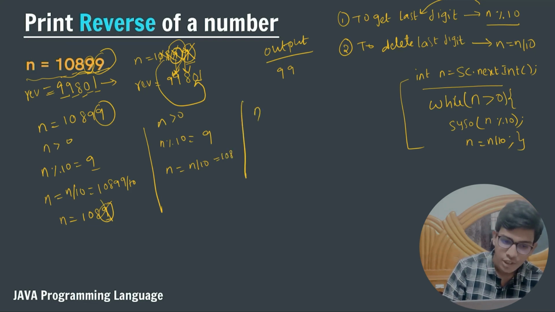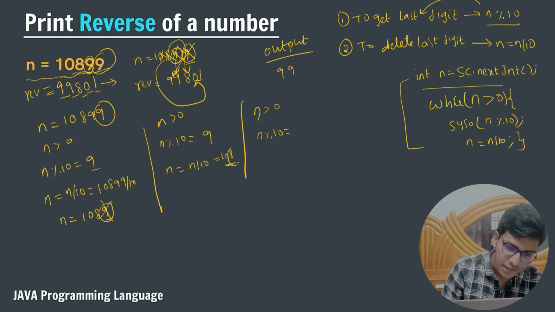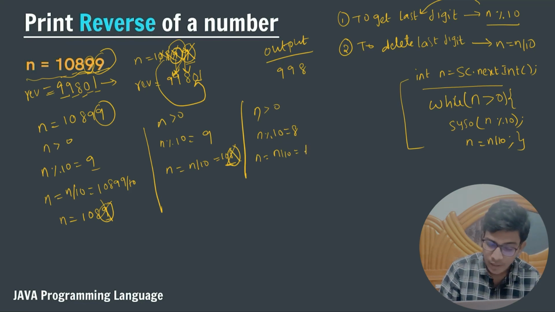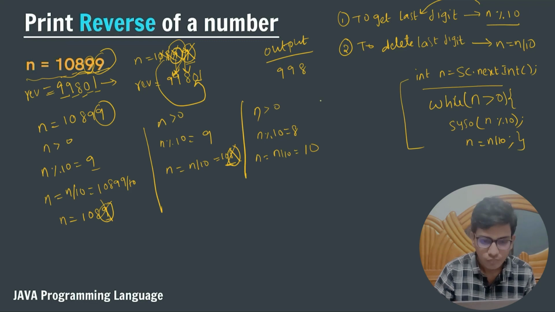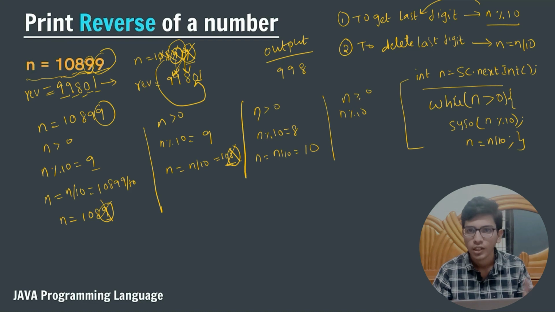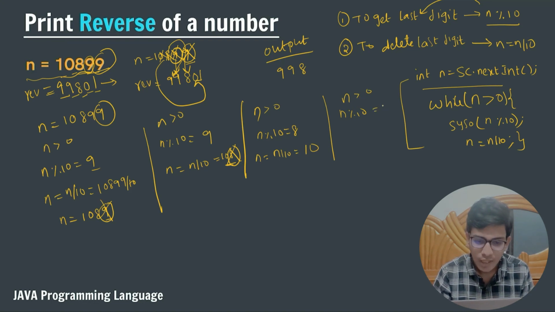Again the condition, n is greater than 0, is true. Now we will print the last digit, that is n modulo 10, that is 8 here. So 8 will be printed, and we will do n divided by 10 again. So this value 8 will get deleted, and now our new n will become 10. Again the condition is true. After that, we'll get the last digit as 0. After that, n will become n divided by 10, that is 1. The 0 value will get deleted.